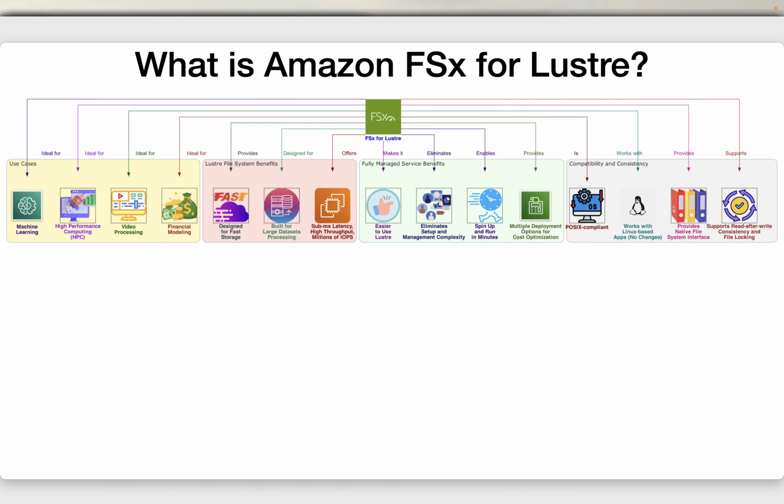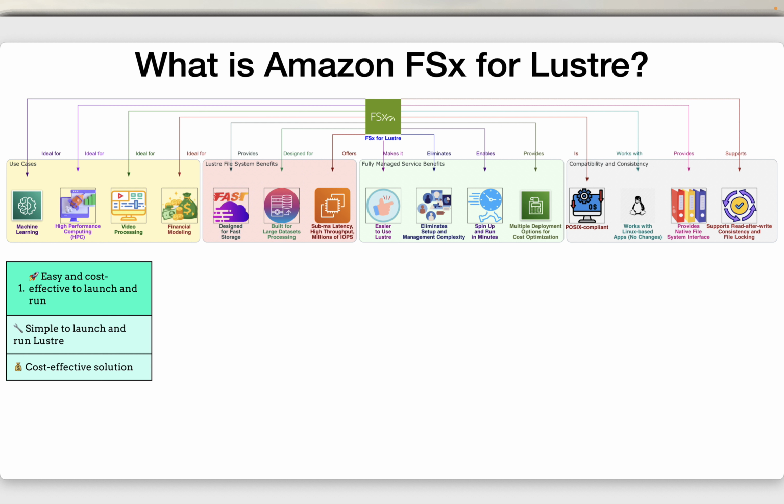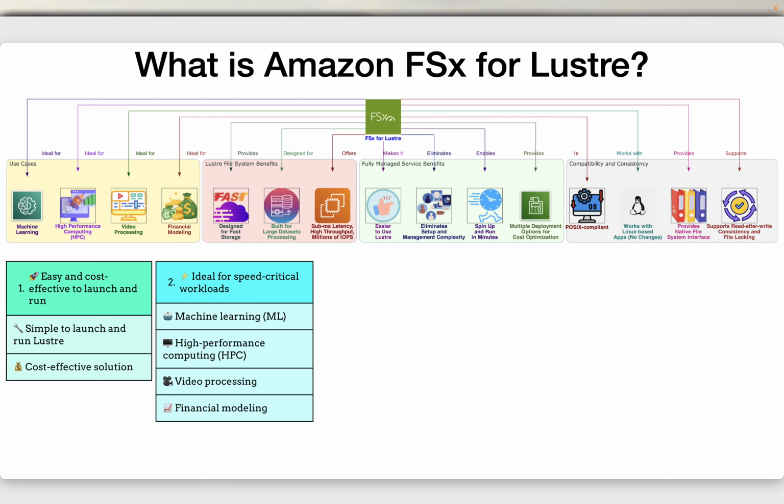Okay, let's see Amazon FSx for Lustre. FSx for Lustre makes it simple and cost effective to launch and run the popular high-performance Lustre file system. Lustre is used for workloads where speed is crucial, such as machine learning, high-performance computing, HPC, video processing, and financial modeling.